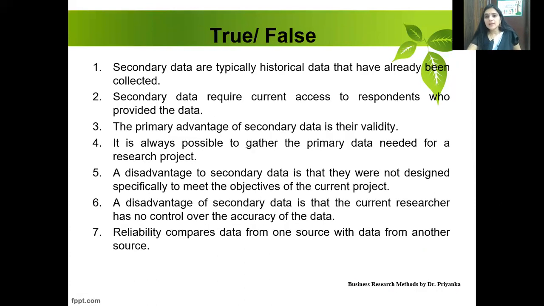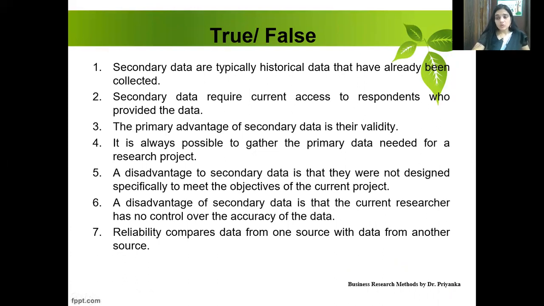That's it. Now let us discuss some questions, some true false. Number 1, secondary data are typically historical data that have been already collected. Is it? Yes, secondary data is actually historical data collected beforehand. So it is true.